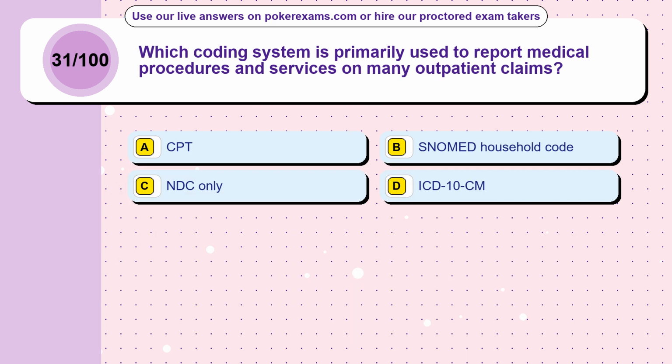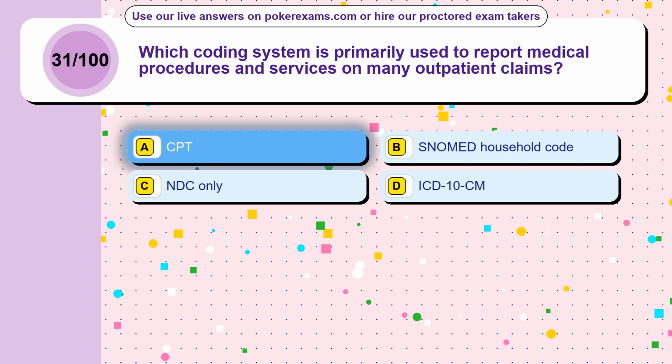Question 31. Which coding system is primarily used to report medical procedures and services on many outpatient claims? Option A. CPT. Option B. SNOMED Household Code. Option C. NDC only. Option D. ICD-10-CM. The correct answer is option A.